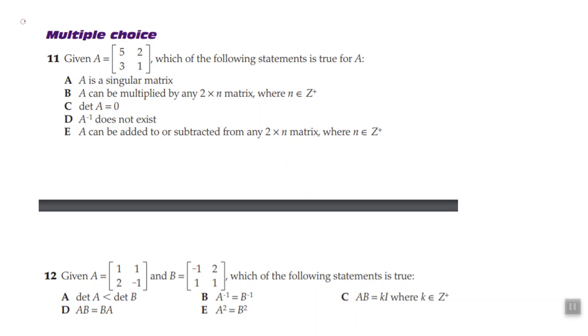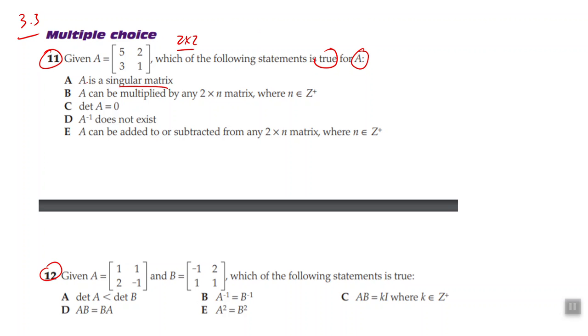This is for Year 10 Methods Pathways. We'll look at exercise 3.3, question 11 and 12. So question 11, we're just trying to find which statement is true for matrix A, which is a 2 by 2 square matrix. So is A singular matrix? Singular just means whether matrix A has an inverse.